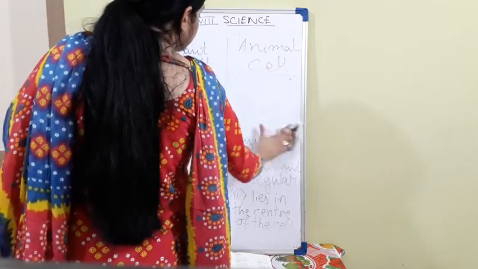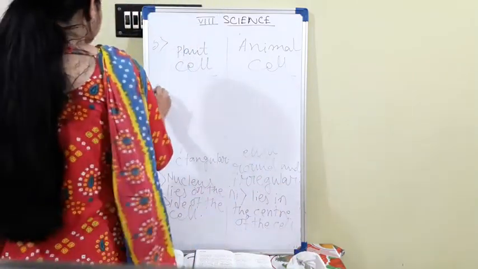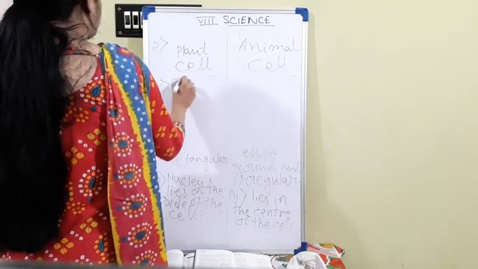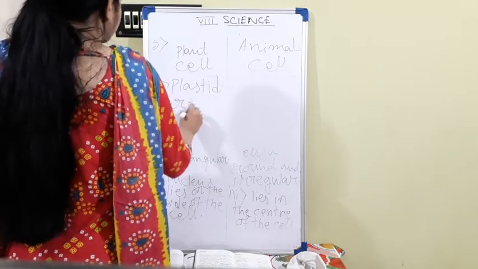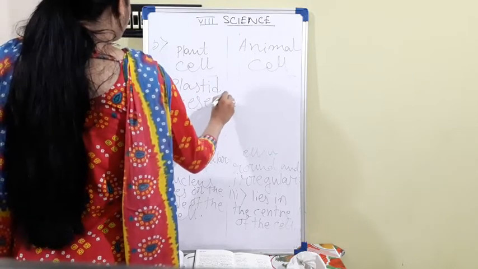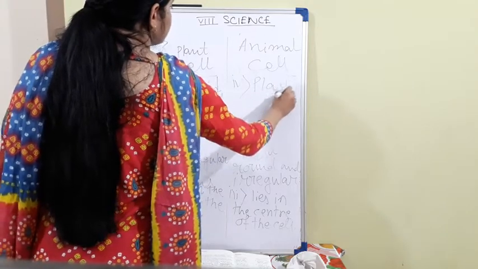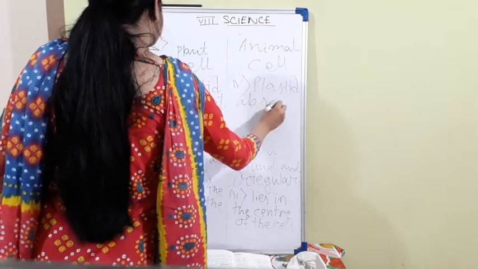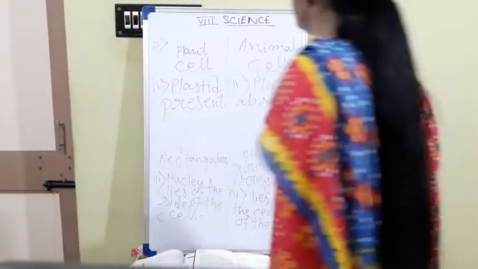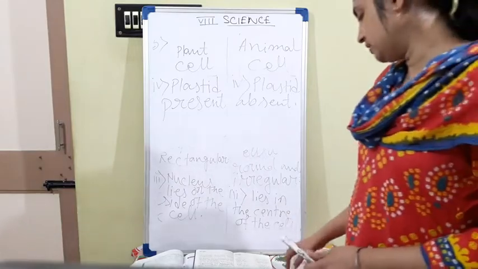Plants are green in color, so that's why they contain chloroplast, plastid present. But animal cells don't have any type of chloroplast, so plastid absent. Okay, they don't have any color also. Plastid absent. Okay. You can remember that fourth point also.